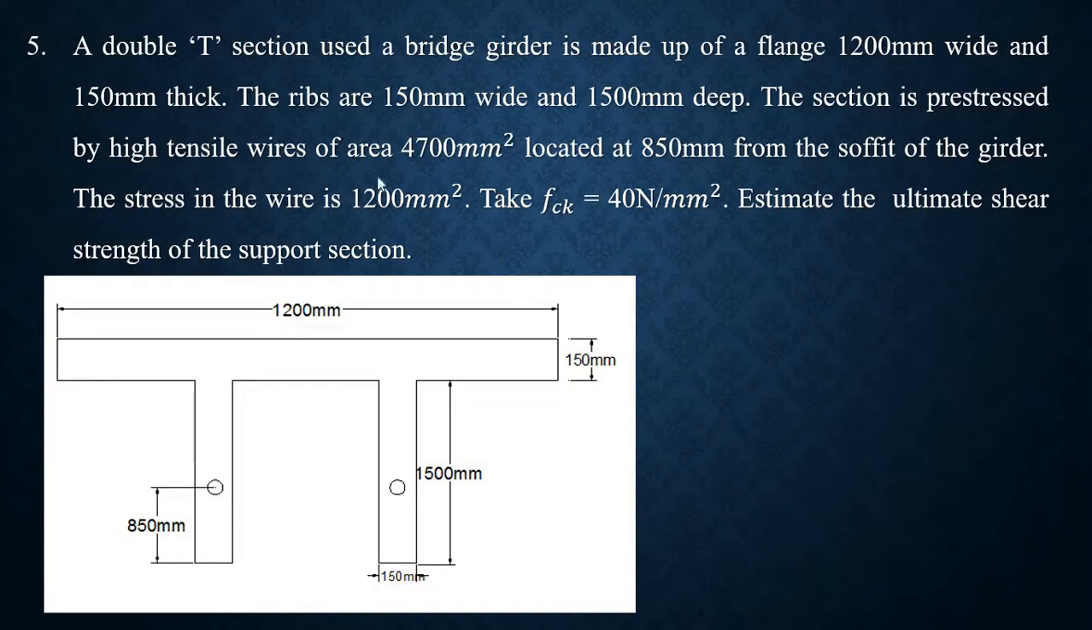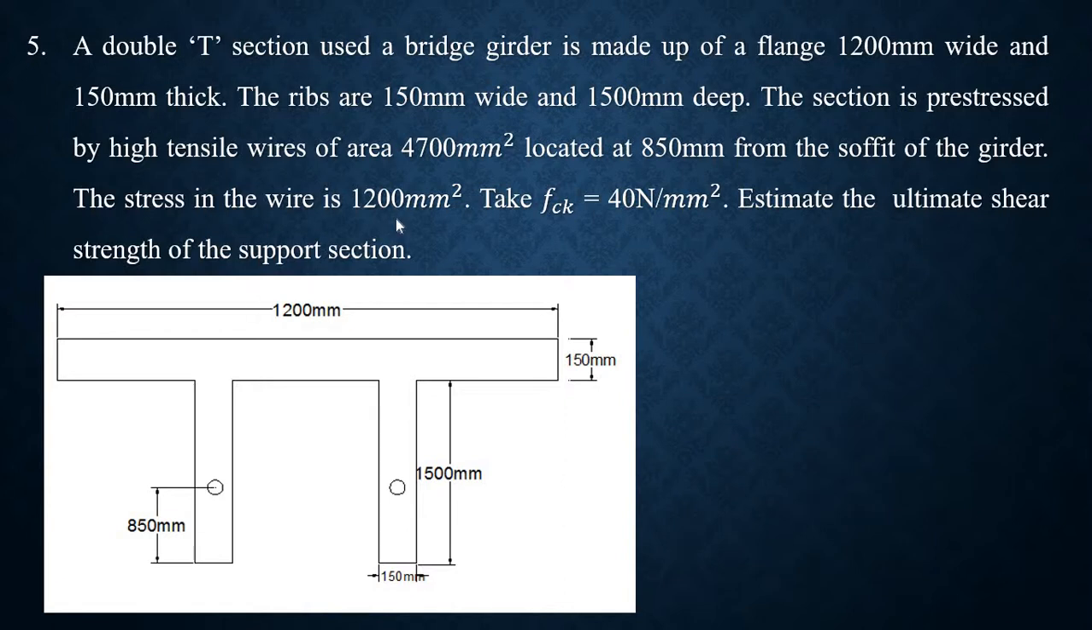The section is pre-stressed with the tensile wire of area. We will see that, but whatever we require for the diagram, I'm reading that. It is located at, we have a cable. So I have mentioned these cables here. It is located at 850 mm from the soffit of the girder, from the bottom to the center of the cable. Soffit means it is bottom. So from the bottom to the center of the cable, it is 850 mm.